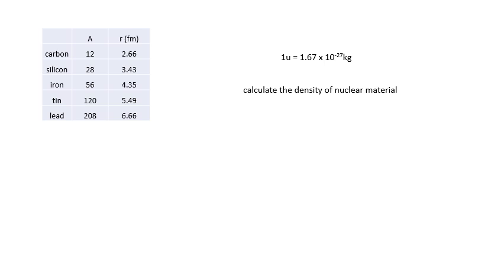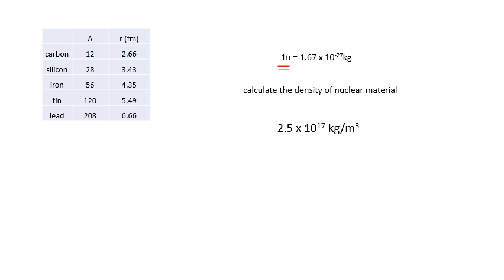Calculate the density of nuclear material. Okay, so 1 u, about the mass of a proton, is 1.67 times 10 to the minus 27 kilograms. You do it, work it out, do it for a couple of these. Do mass divided by volume. The mass would be the mass number times 1 u, the volume 4/3 pi r cubed. Work out, with pen, paper, calculator, a couple of those, the density of nuclear material, and you get about 2.5 times 10 to the 17 kilograms per meter cubed.